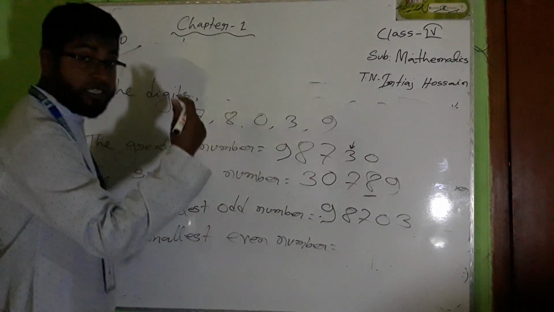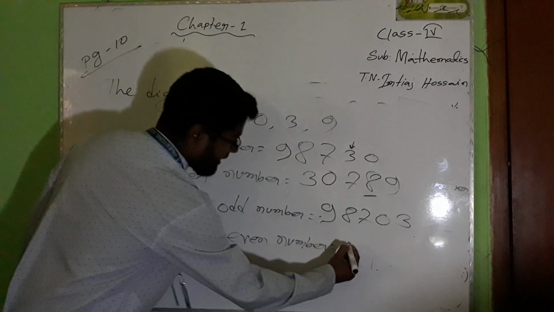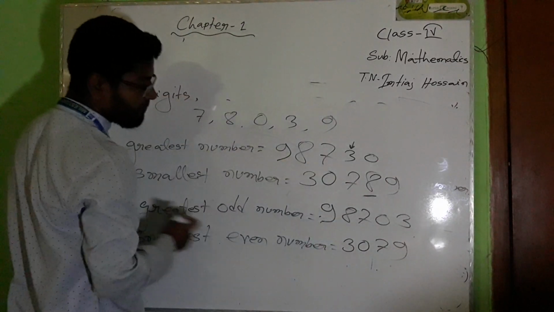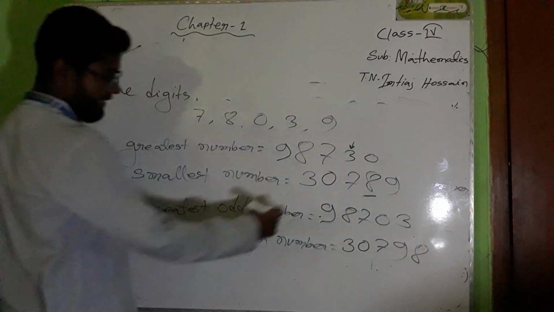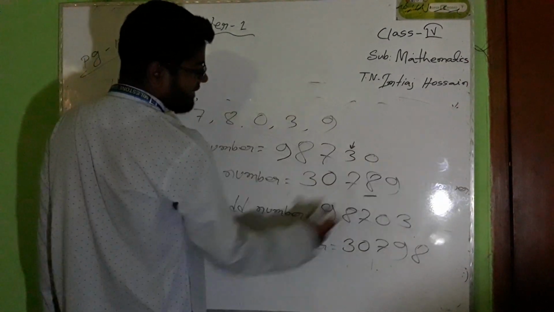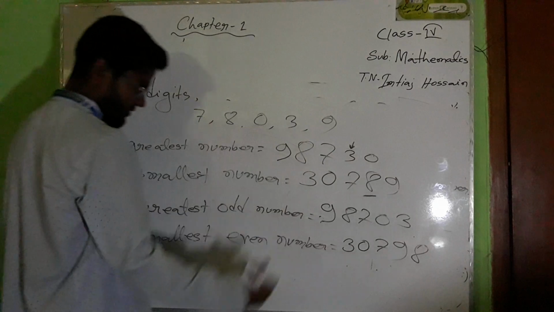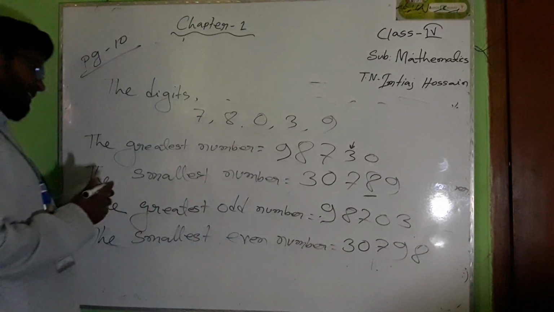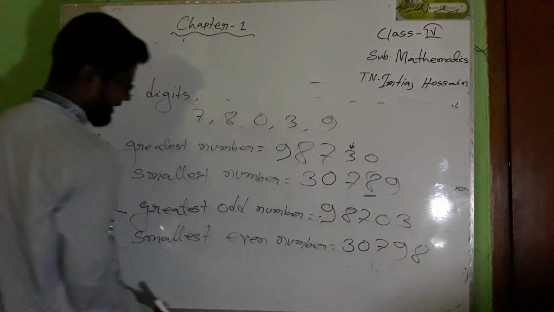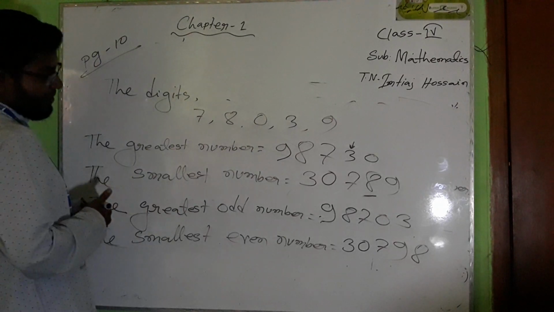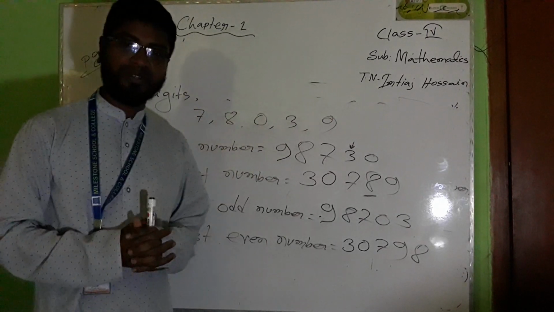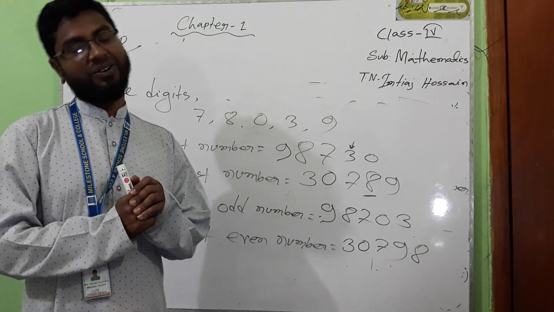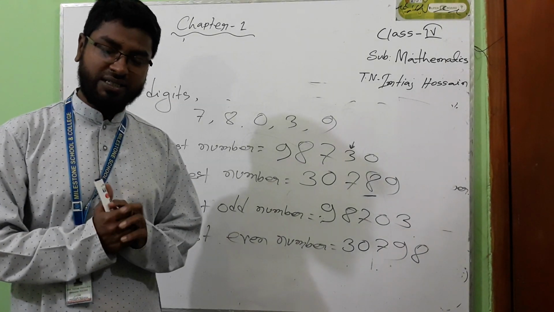So always we will check from the last. Now we will write 0, 3, 0, 7, 9. Then this 8 will be last. There are more even digits, but from the last I need to exchange. There are more odd digits, this 3, this 7, this 9. But the smallest odd, I keep it last to make it the greatest odd number. If you don't understand, see this video again and again. Okay? Then you will understand.